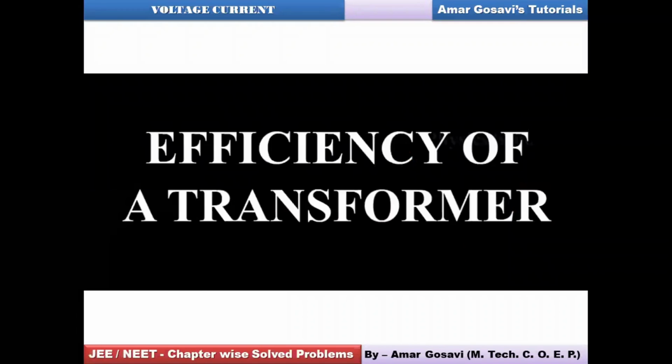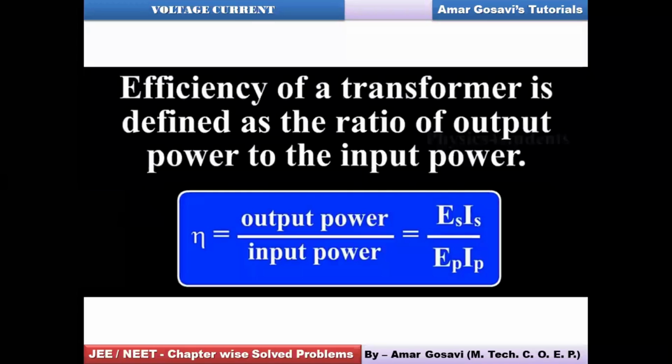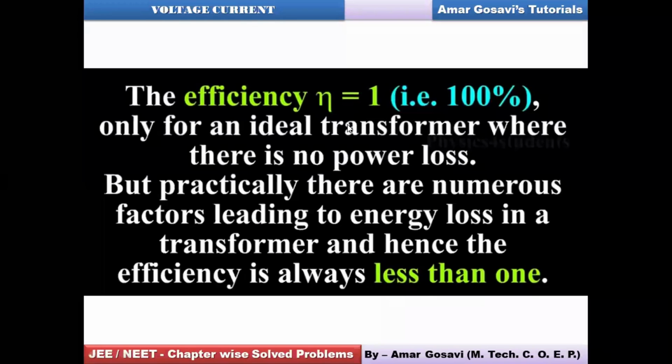We have talked about the efficiency of the transformer. For an ideal transformer, it should have been 1. You can see, for an ideal transformer, output power upon input power will be stated as ESIS divided by EPIP. So ideally, for an ideal transformer, I will consider this efficiency as 1 or 100%. There is no power loss. But practically, because of different reasons, the efficiency will always be less than 1, because there is no ideal transformer we have designed till now.